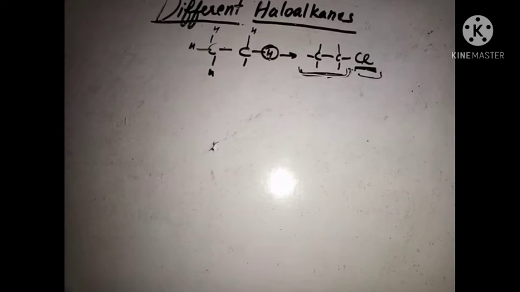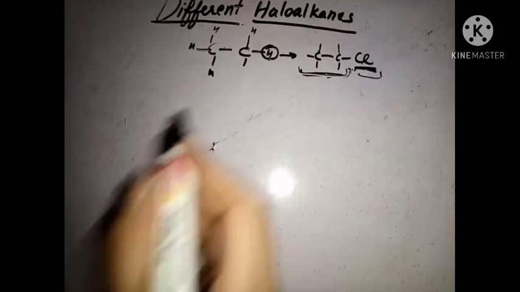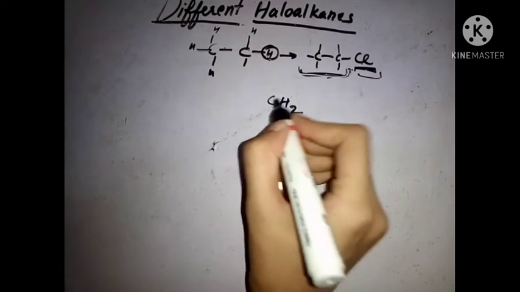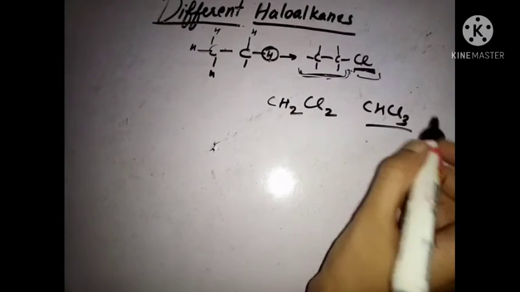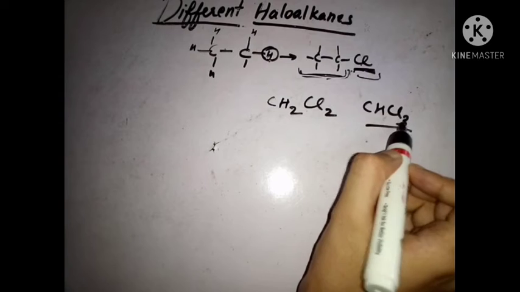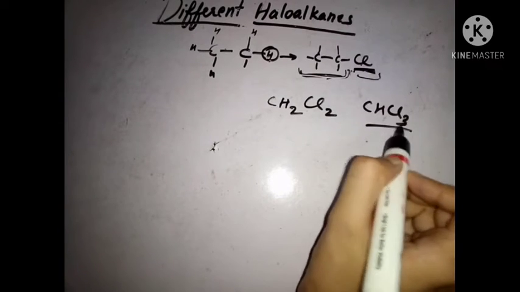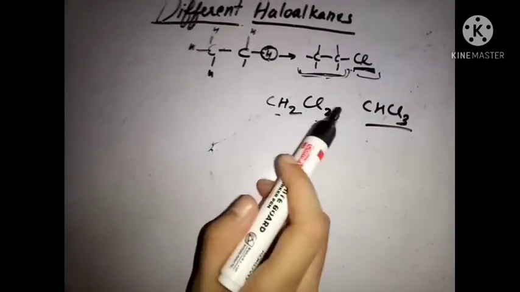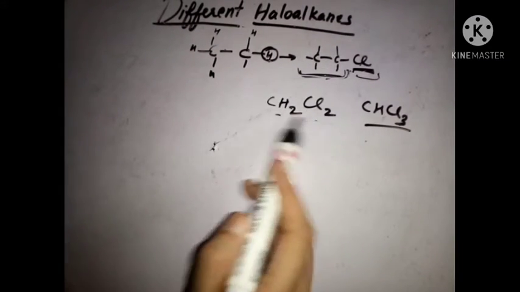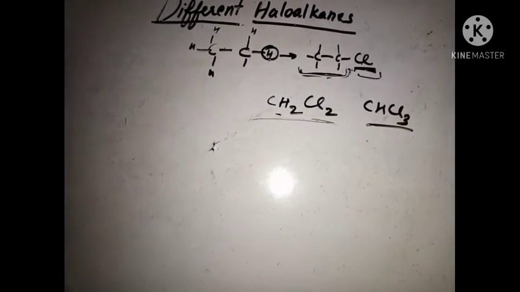But there are also di-substituted products we have already seen, in which two chlorine atoms are present, CH2Cl2. CHCl3 is tri-substituted. Three chlorines are present, 3 H are replaced, here 2 H are replaced. So mono, this is di-substitution, this is tri-substitution product.